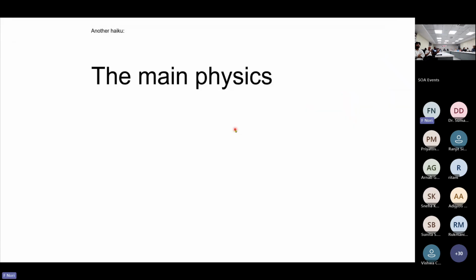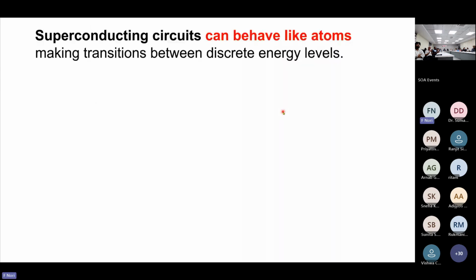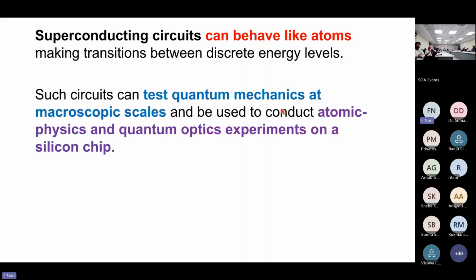Now, the main physics is summarized in the next slide. This is a haiku. It's three lines, a popular Japanese poem, which is popular in Japan. The superconducting circuits can behave like atoms, making transitions between discrete energy levels, and these can test quantum mechanics at the microscopic scales and be used to conduct atomic physics and quantum optics experiments on a silicon chip. So it's more than just quantum computing. It's more general. This is something that is important to keep in mind.